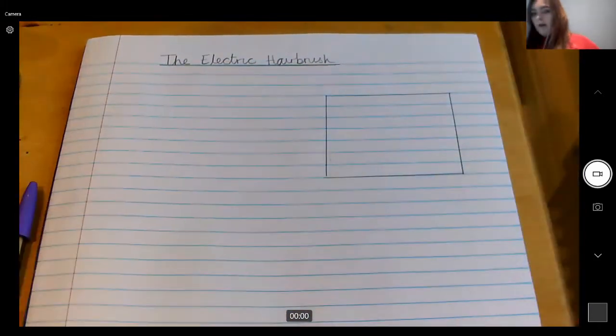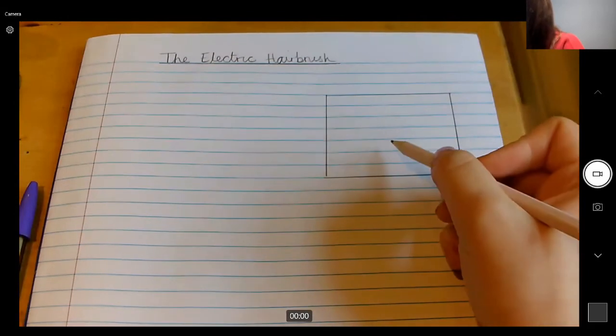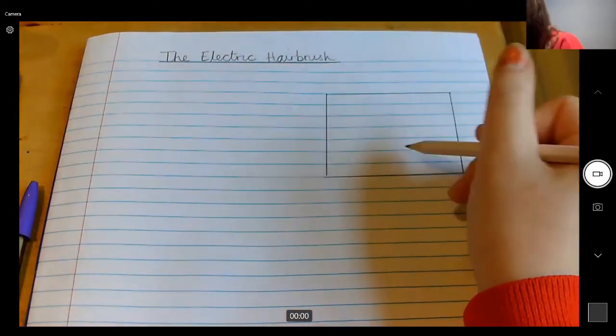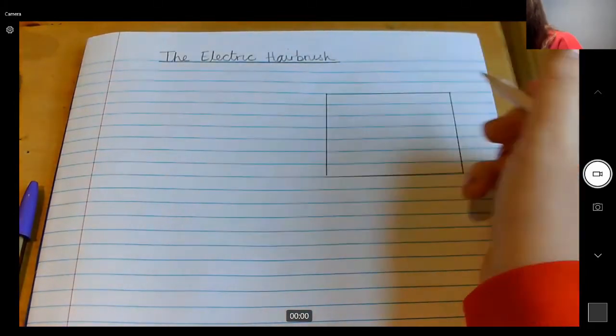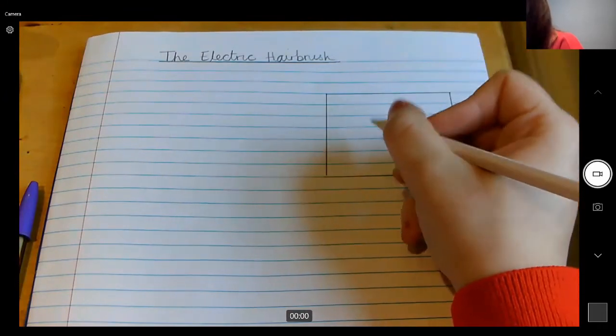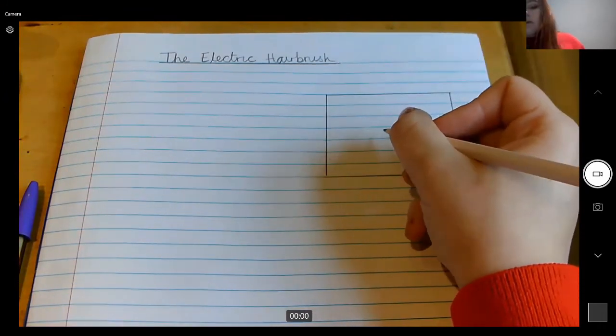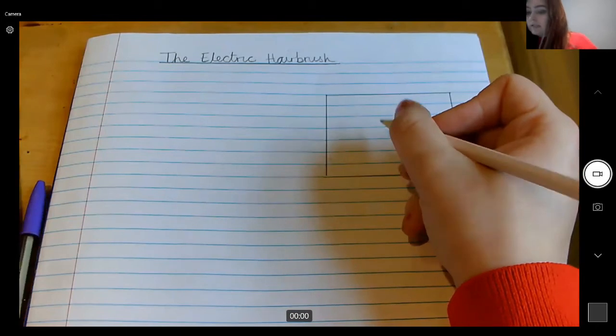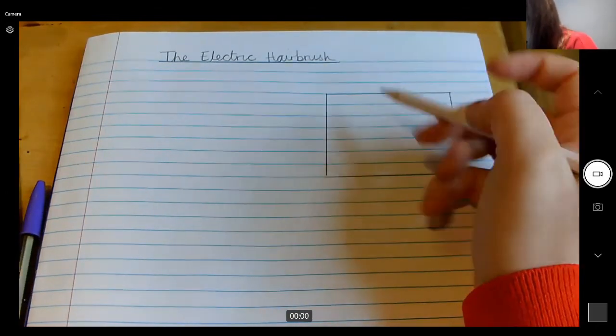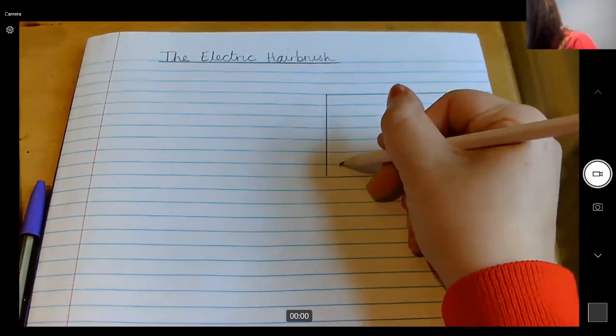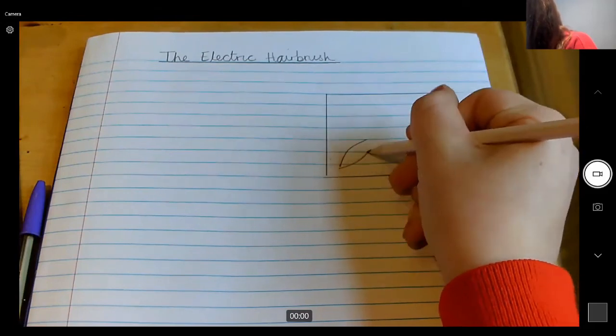Okay, so there is a box for our picture. Now, in this box, I want you to draw a picture of the electric hairbrush. Please do not spend too much time drawing this, because I'm more interested in seeing what you write rather than your drawing of the picture.